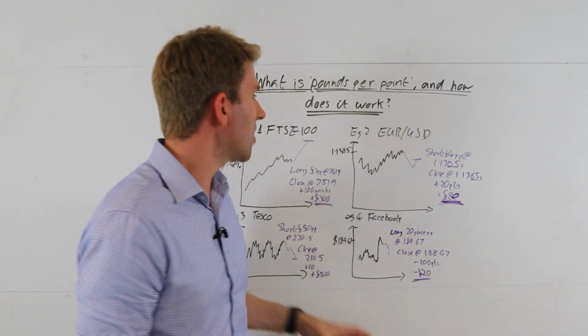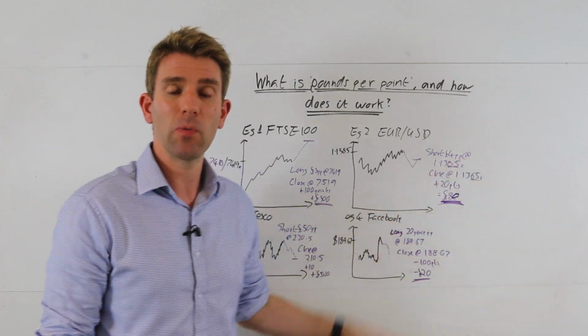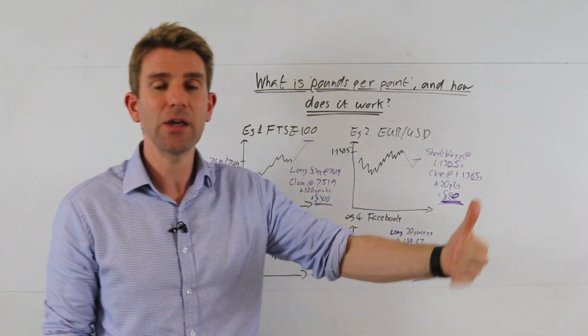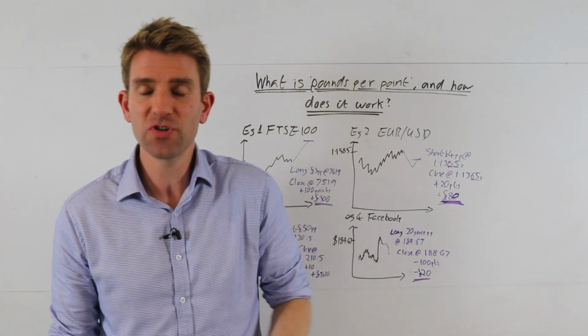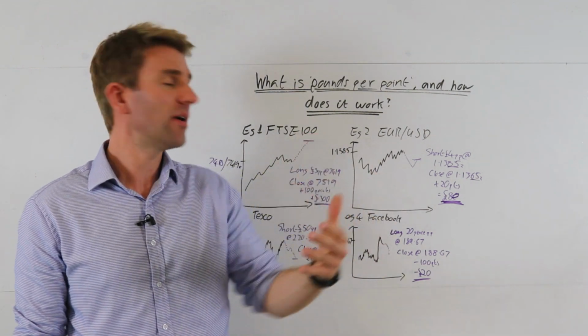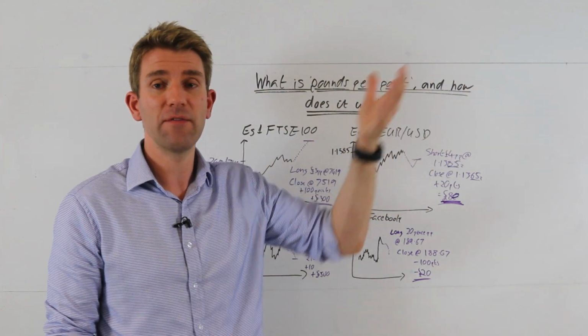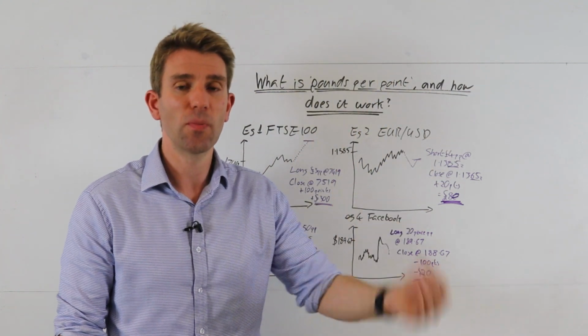So there are four examples for you, guys, of pounds per point and how it works, incrementally making or losing based on your stake, as it's known, or your position size. Depending on what size you've got, and how far the market goes in your favor or against you, that's going to determine your profit and loss.